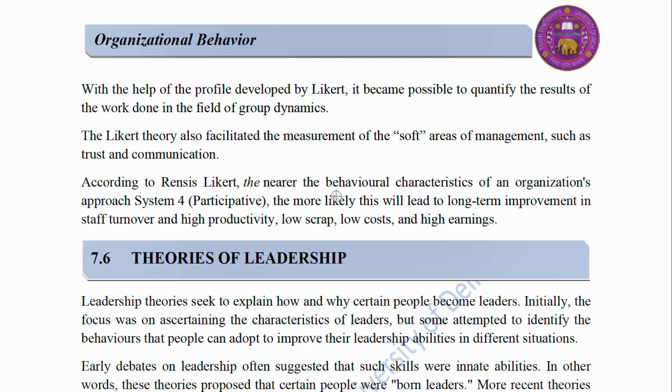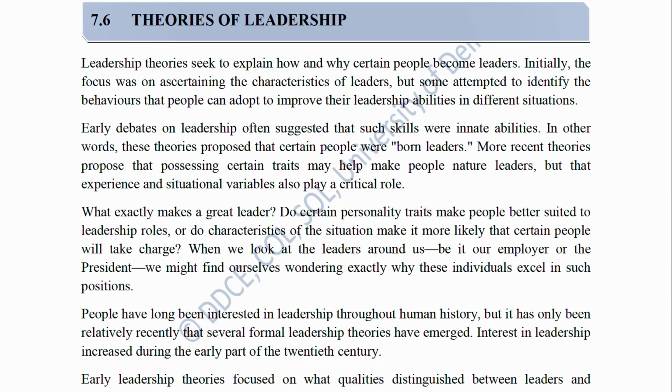7.6 Theories of Leadership. Leadership theories seek to explain how and why certain people become leaders. Initially, the focus was on ascertaining the characteristics of leaders, but some attempted to identify the behaviors that people can adopt to improve their leadership abilities in different situations.